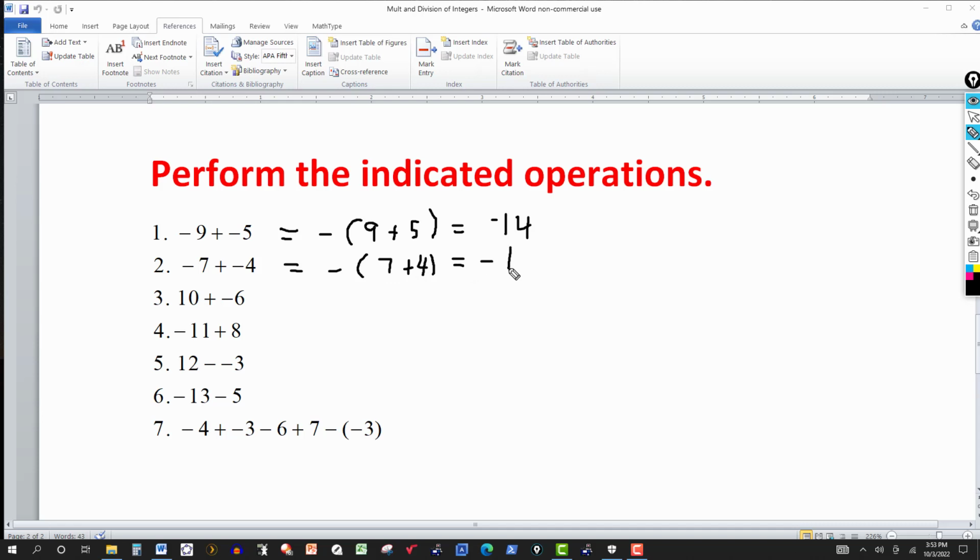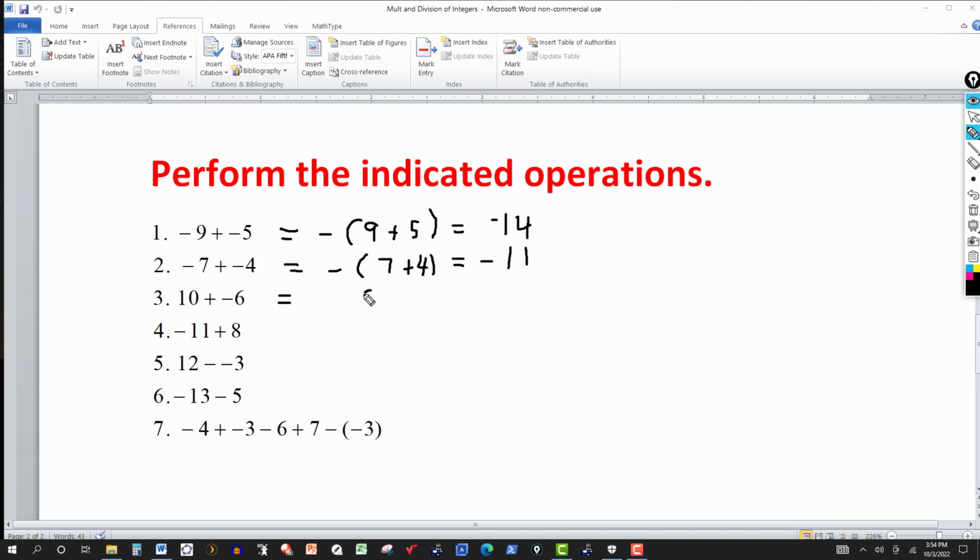That's a negative. And if this had been a positive 7 and a positive 4, the answer is positive 11. So I wouldn't put the negative there. I just leave it 11. Now the thing is when you're adding numbers, in this case integers with different signs. So for number 3, I have 10 plus or add a negative 6. So there you're going 10 units. Think of the number line, you're going 10 to the right and then 6 back. So that's actually a subtraction.